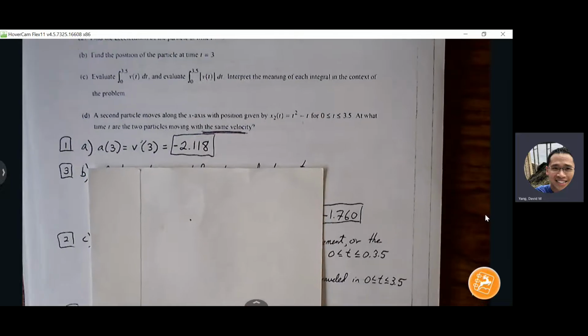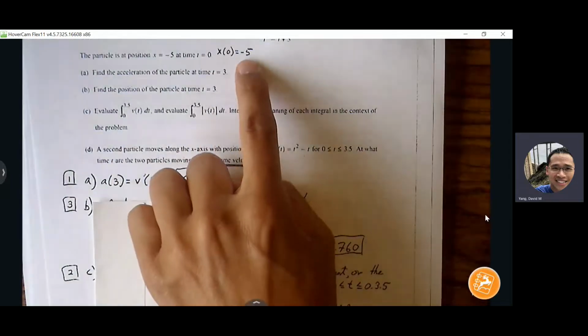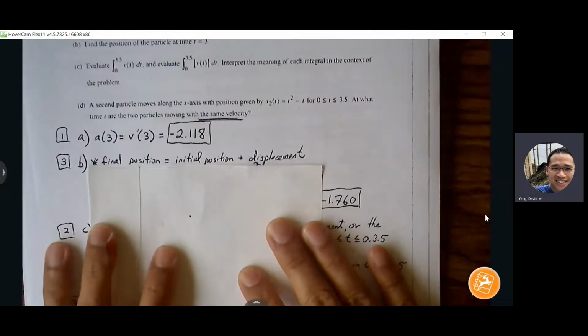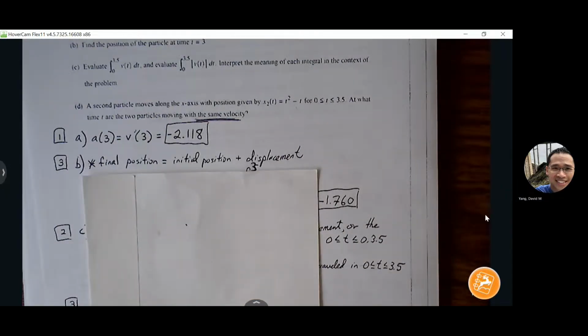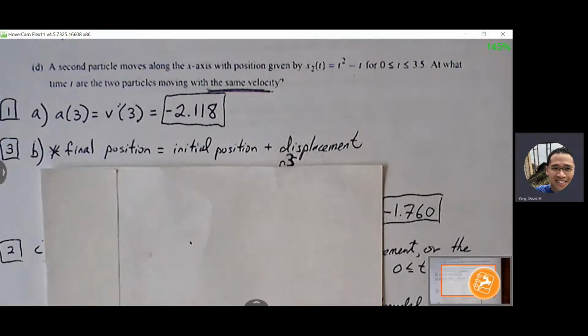Second, find the position of the particle at time t equals 3. Okay, so I have a starting point. I have velocity for displacement. So we always kind of go back to this formula, especially with particle motion problems. For any final position I'm looking for is always going to be initial plus displacement, right? Where do I start and how much progress do I make in that time interval?